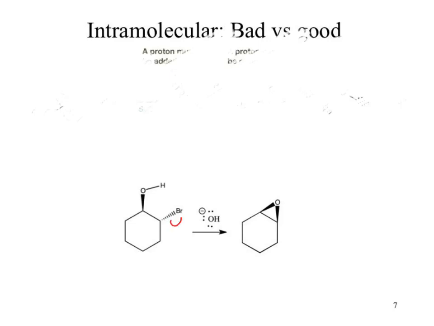Bromine absolutely has to leave, but if bromine leaves, something has to replace it. What replaces it? The oxygen. What oxygen? The one that's already attached on the ring. Okay, what type of reaction did we do? Intramolecular, which we just said was bad.